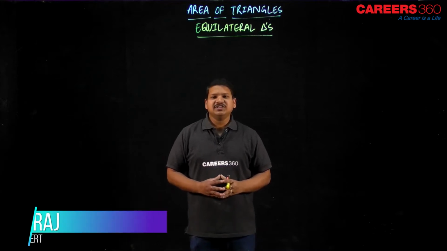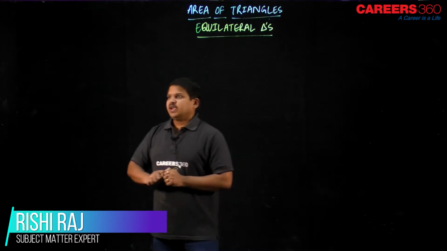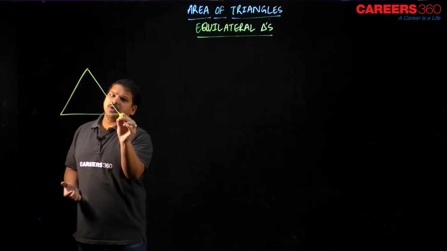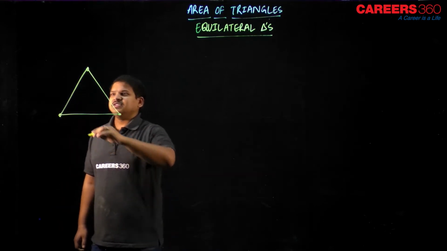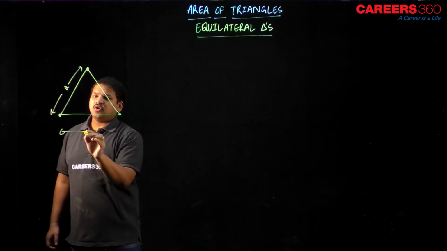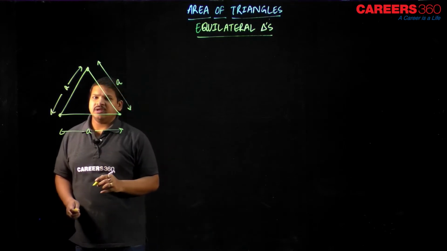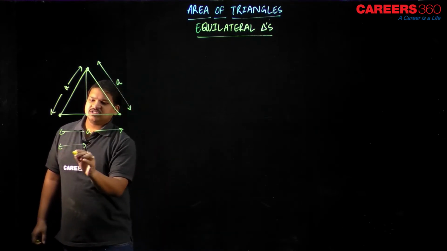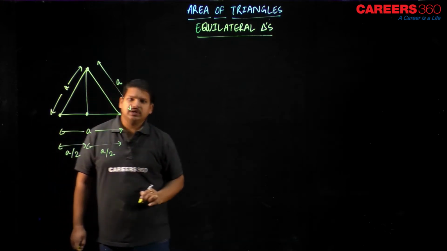Welcome back everyone. So in this session I am going to talk about the area of an equilateral triangle specifically, and there are a few things that are presumed that you know about an equilateral triangle: that all the sides are equal to each other, right? So if this is A, this would also be A and this would also be A, right? Now if I drop a perpendicular right from here, this length will be A by 2 and this length will also be A by 2.